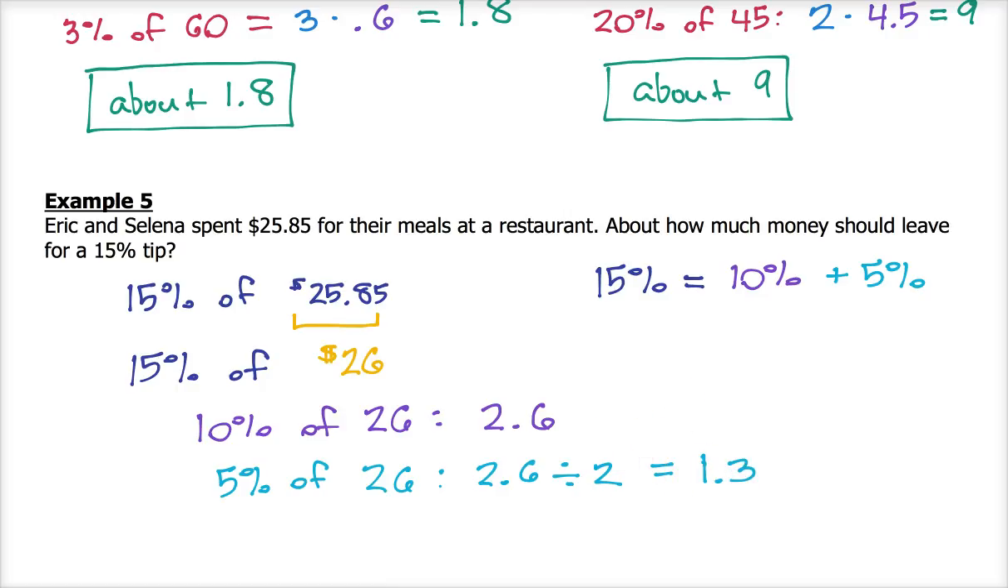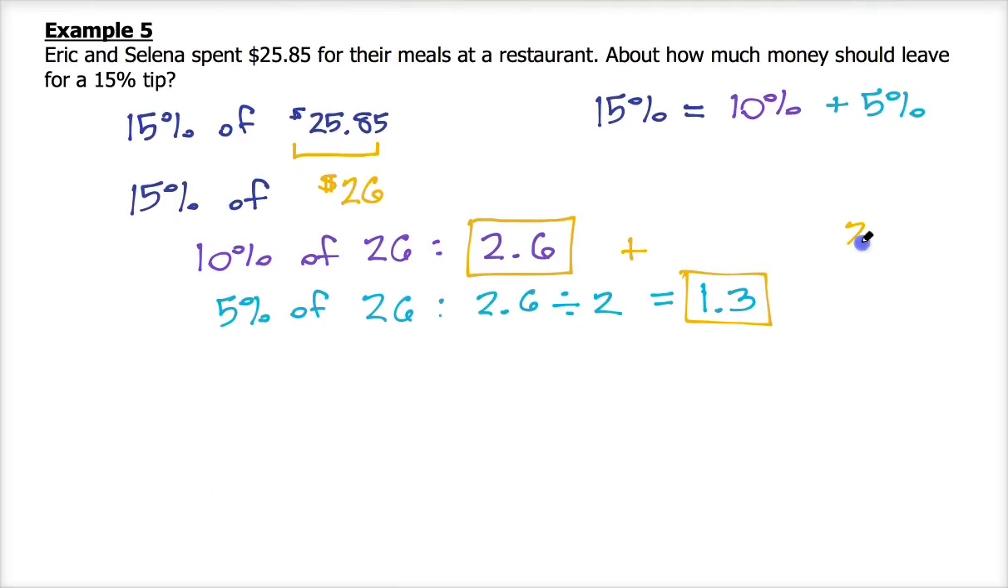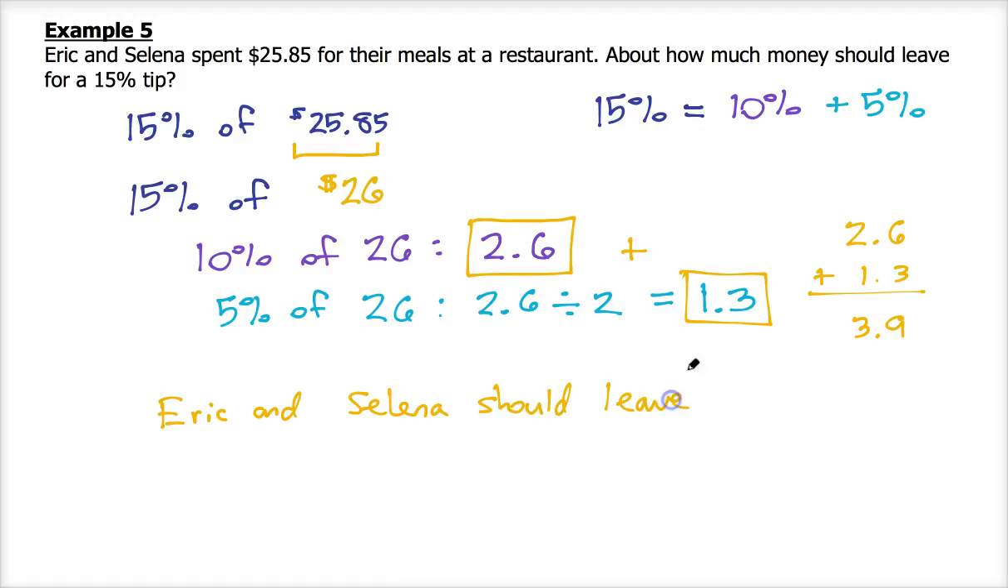So 15% of 26 is going to be found by taking 10%, which was 2.6, and adding it to 5%, which was 1.3. And when I do that, I get 3.9. So that means that Eric and Selena, for their tip, should leave approximately $3.90.